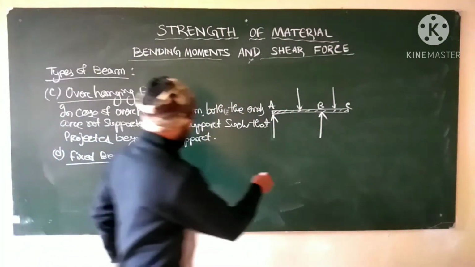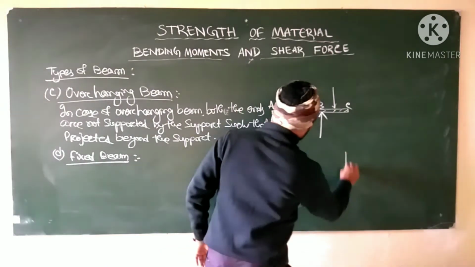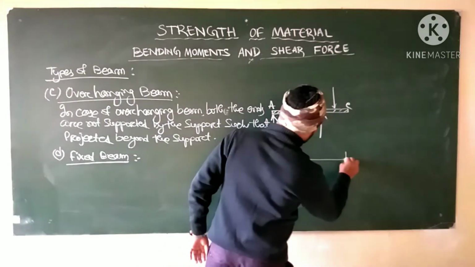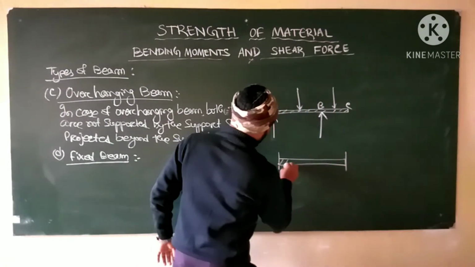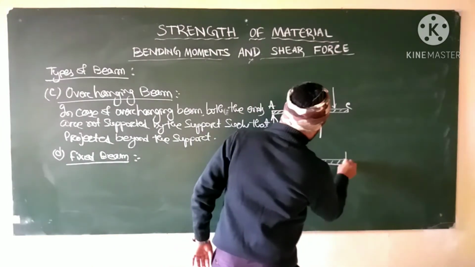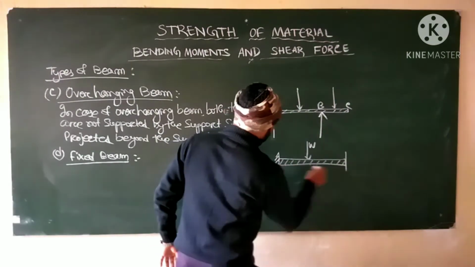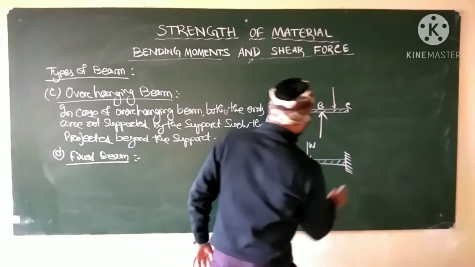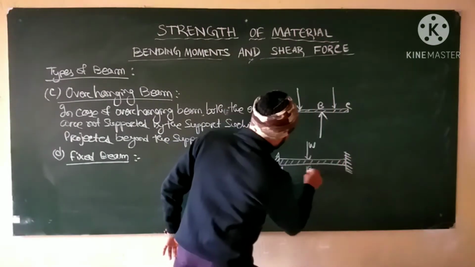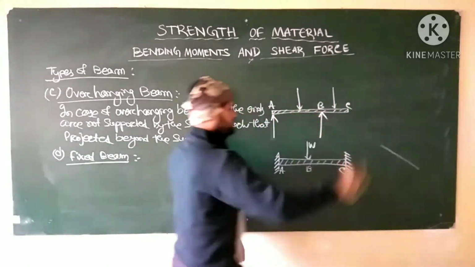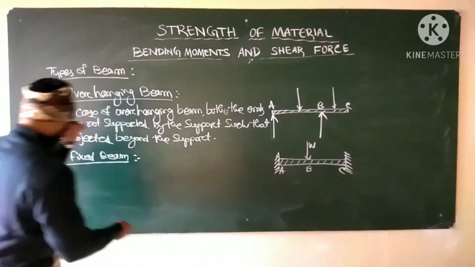So in the diagram of the fixed beam here you will see this is the beam, the load will be applied here, and these are the two fixed supports. The two ends of the beam will be fixed. A, B, C, these are examples of fixed beams.